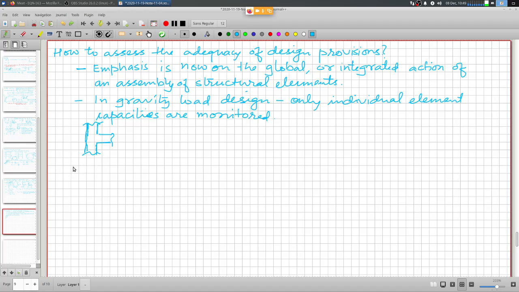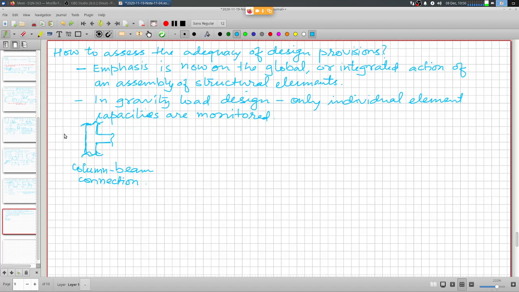Right, so column, beam, connection. Now obviously, if it is reinforced concrete, what we are discussing right now is equally applicable for steel as well as concrete. So you can just say this is column and this is beam, and it can be anything. It can be reinforced concrete, it can be a steel system, whatever.